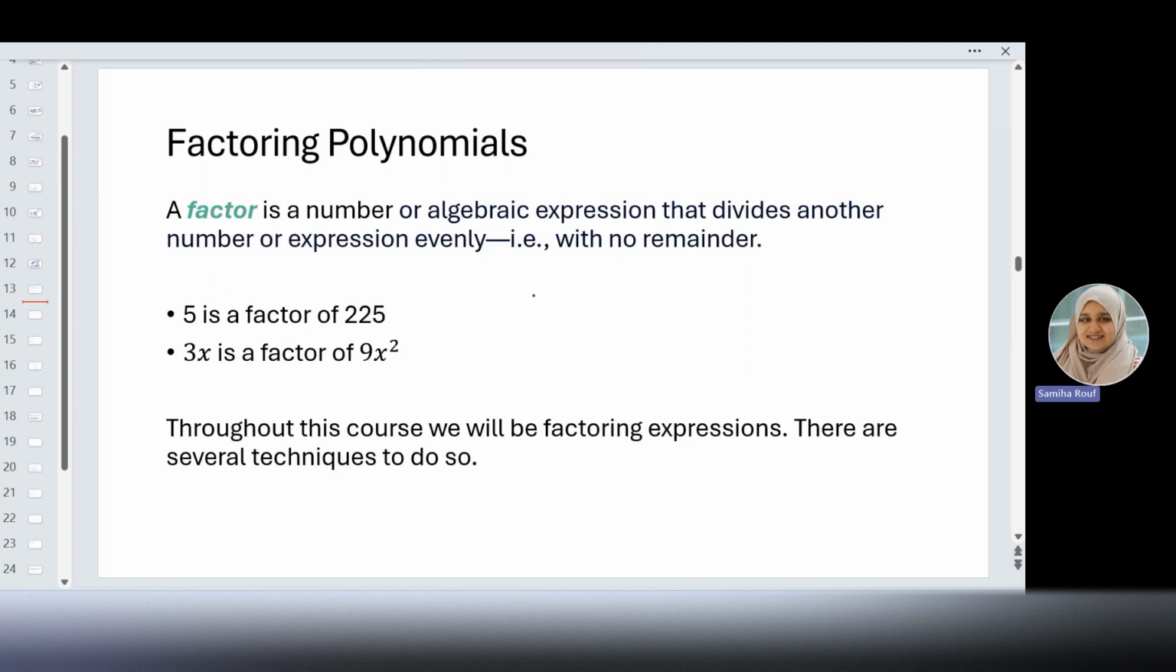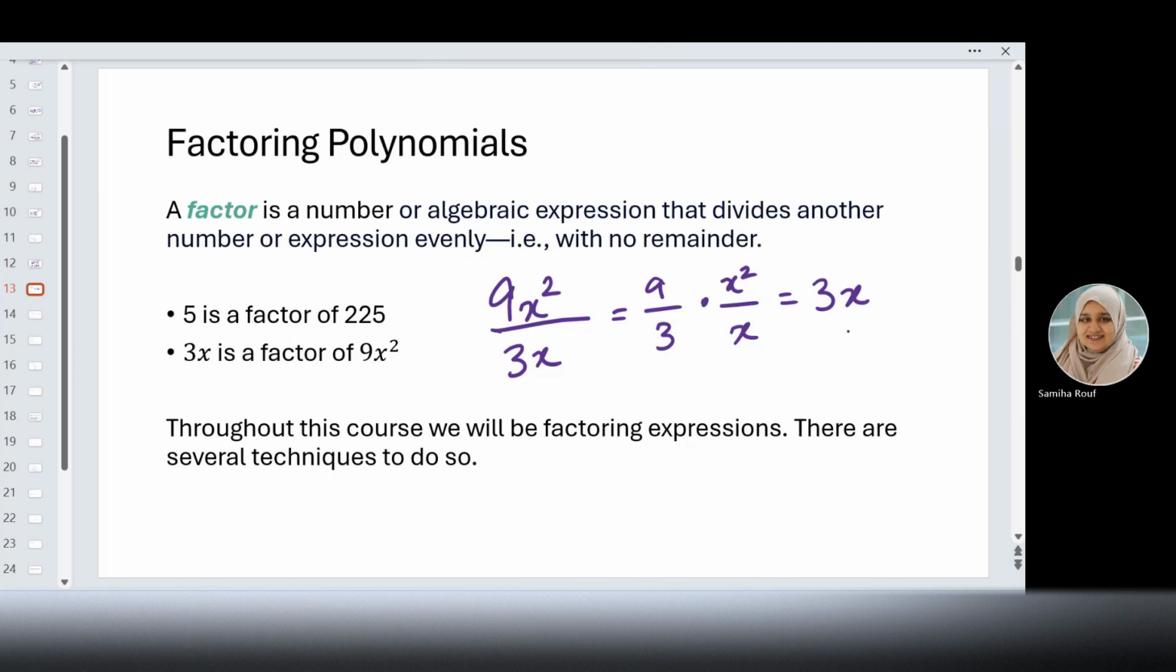So if I have 9x squared, I can divide this by 3x. How would that play out? Well, the 9 and the 3 can be divided, and then the x squared would be divided by the x. 9 divided by 3 is 3. x squared divided by the x would leave me with x. Hence, this is a factor of this.